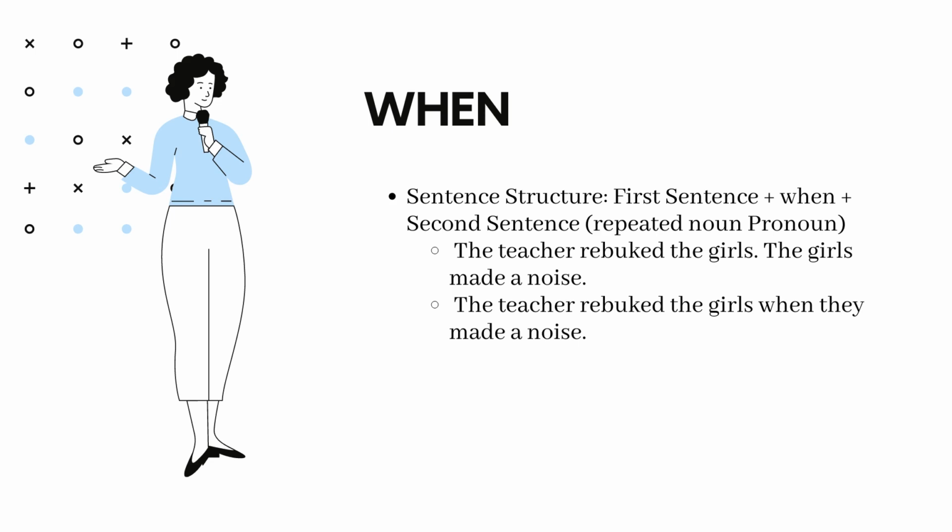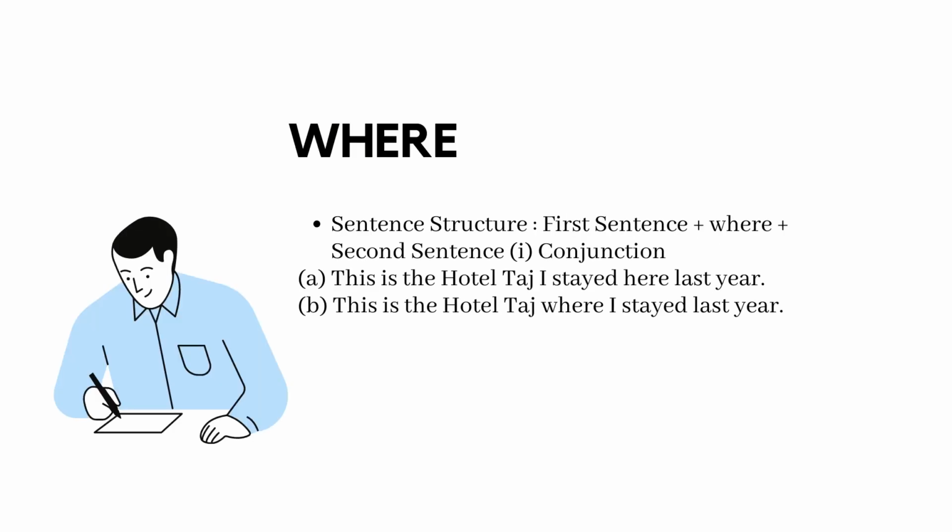And finally, we will see how to use "where" in a sentence. Seeing the sentence structure, first we write the first sentence followed by where and then the second sentence. Here, where is used as a conjunction. Let us see an example. This is the Hotel Taj. I stayed here last year. Now, let us write by using where. This is the Hotel Taj where I stayed last year.